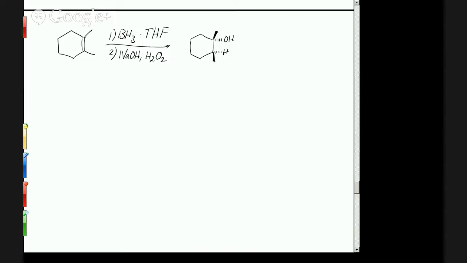So this hydroboration oxidation always puts them on the same side, the H and the OH. And the name for this is syn addition. So it's the opposite stereoselectivity from the bromine or chlorine reaction, where they would always go on the opposite sides of the ring.